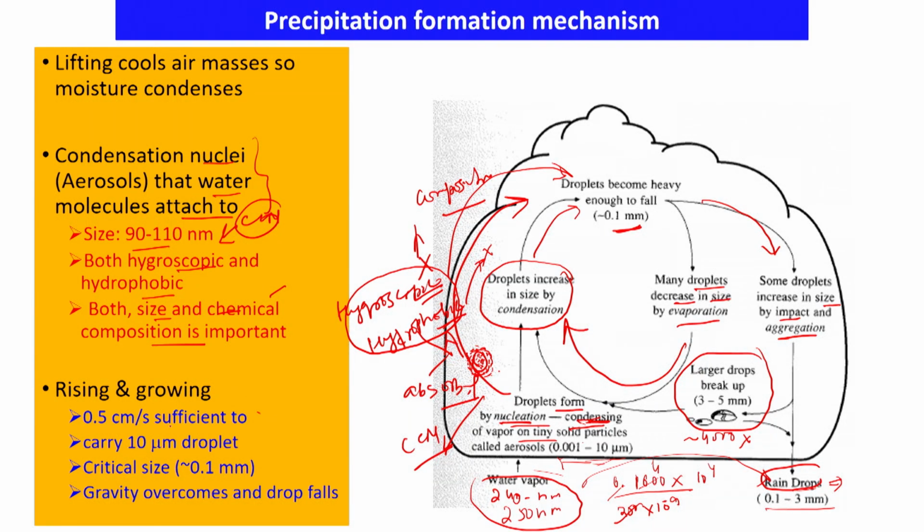So if you have a wind speed of 0.5 centimeter per second, that is sufficient to carry 10 micrometer droplets, and the critical size is somewhere around 0.1 millimeter for the precipitation to occur. Then gravity overcomes and drops fall in the end. And this is what we explained.